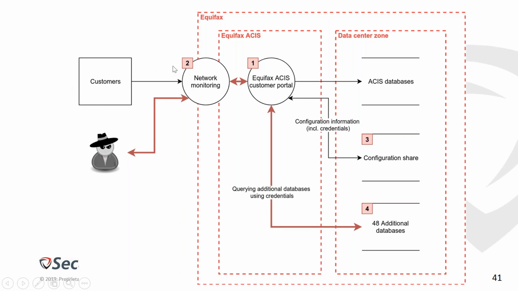In this case, Equifax, against tampering, they have this network monitoring and probably an IPS system in there, just to make sure that an attacker could not really perform direct attacks on the portal, like being abused with the Apache Struts vulnerability. So that wasn't working very effectively.